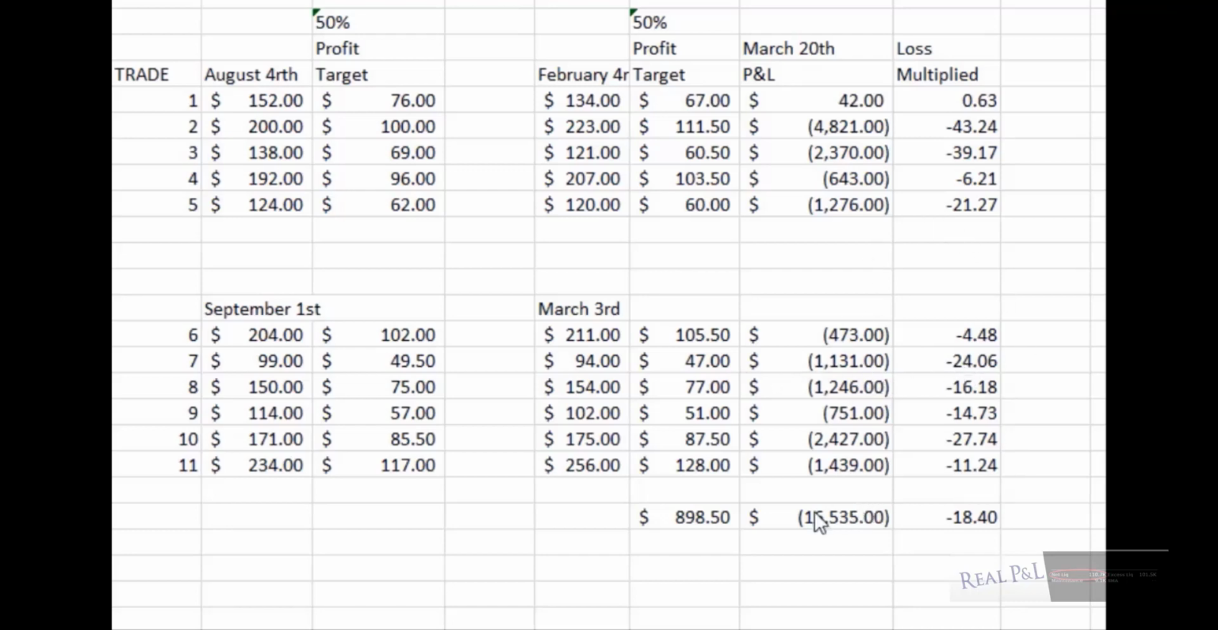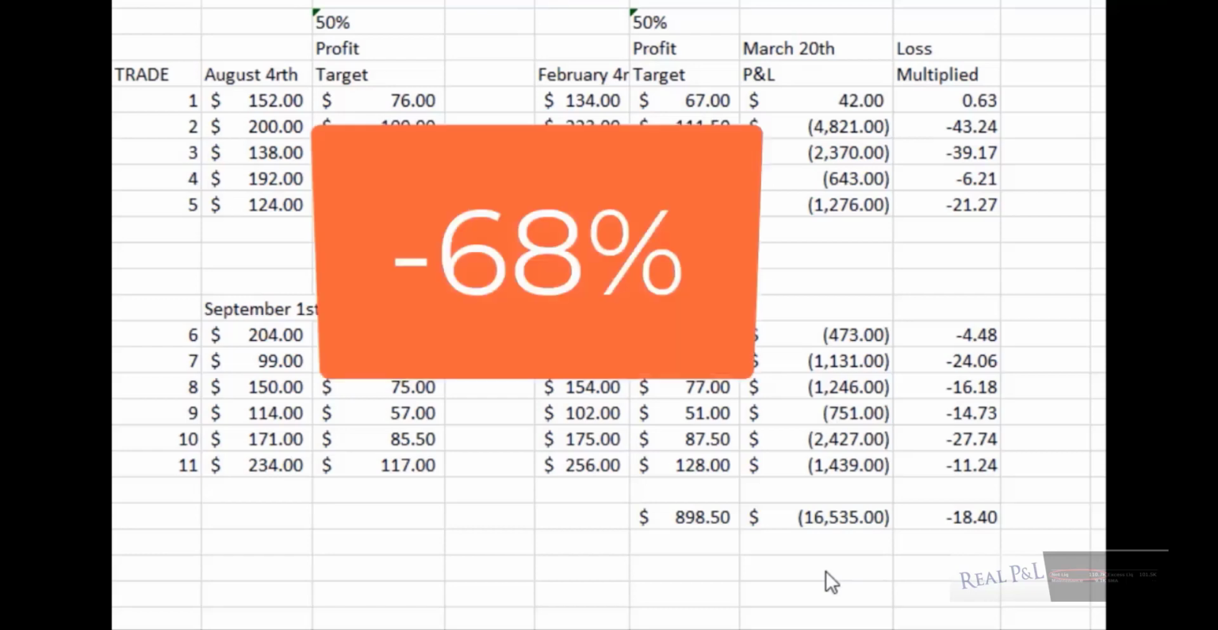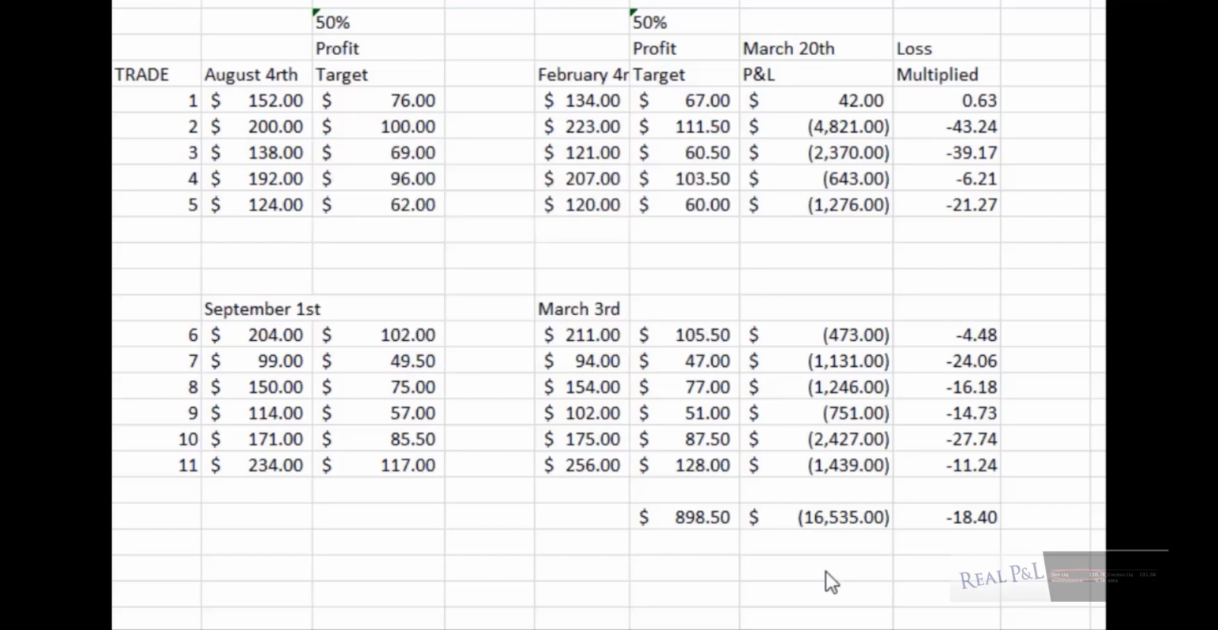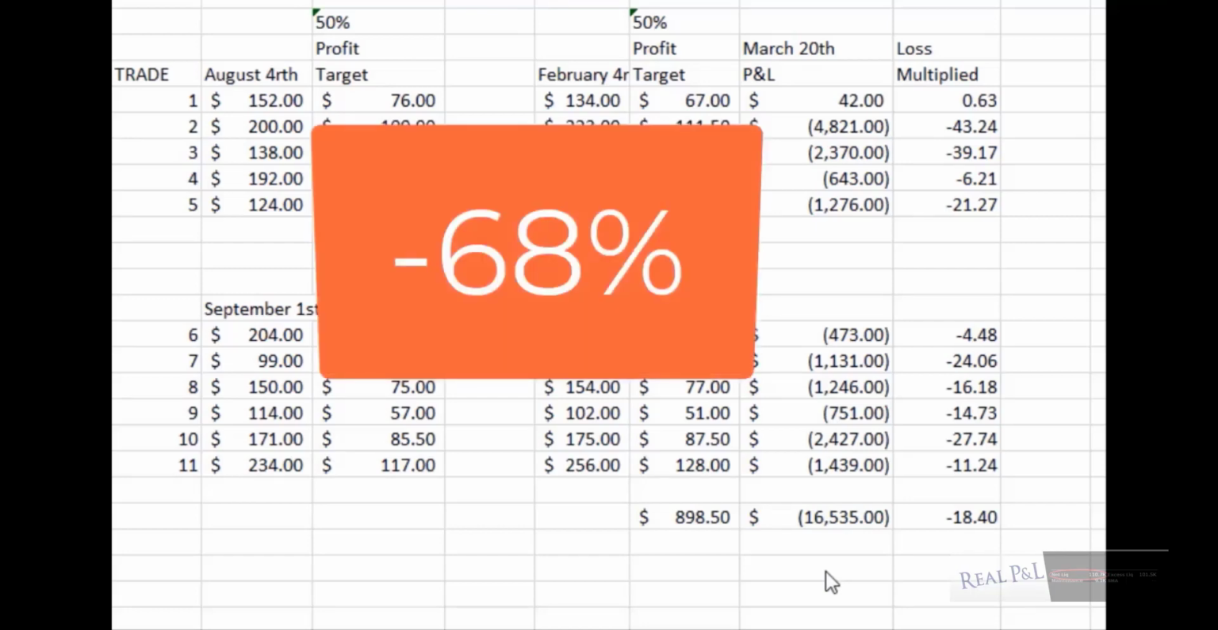So on average, this portfolio, which was around $25,000, lost $16,500, down 68%. That 68% loss going through the crash with the current portfolio that they have, if the market crashes tomorrow or the next day, their current portfolio will be down around 70%.